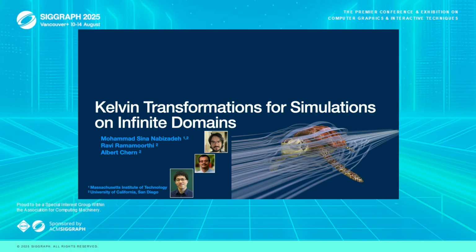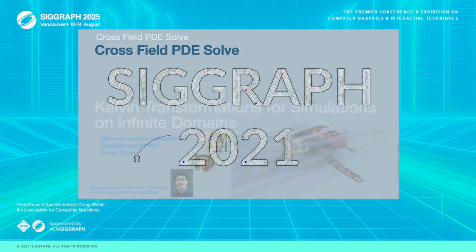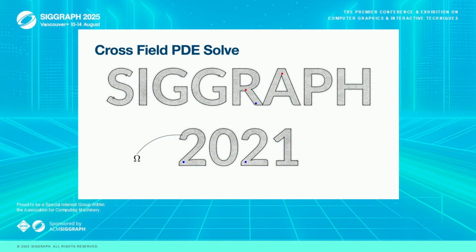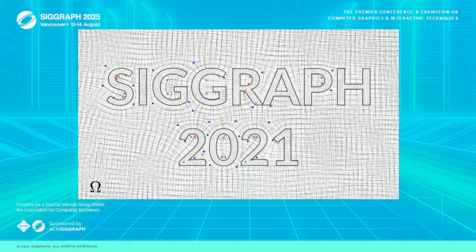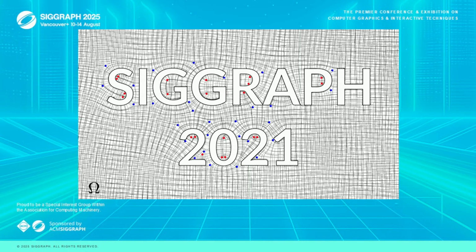Hello? Okay. Yeah, so I'm Sina Nabizadeh, and I'll be talking about this paper we had a few SIGGRAPHs ago in 2021, using Kelvin transforms for simulations that happen not on the interior of shapes, but actually on the infinite domain in the exterior of the shapes we're interested in. So for example, in geometry processing, we're interested in vector field design, and it's been mainly limited to bounded interior domains like this one. But using Kelvin transform, we're no longer limited to this, and we can actually solve for the entire infinite exterior domain.